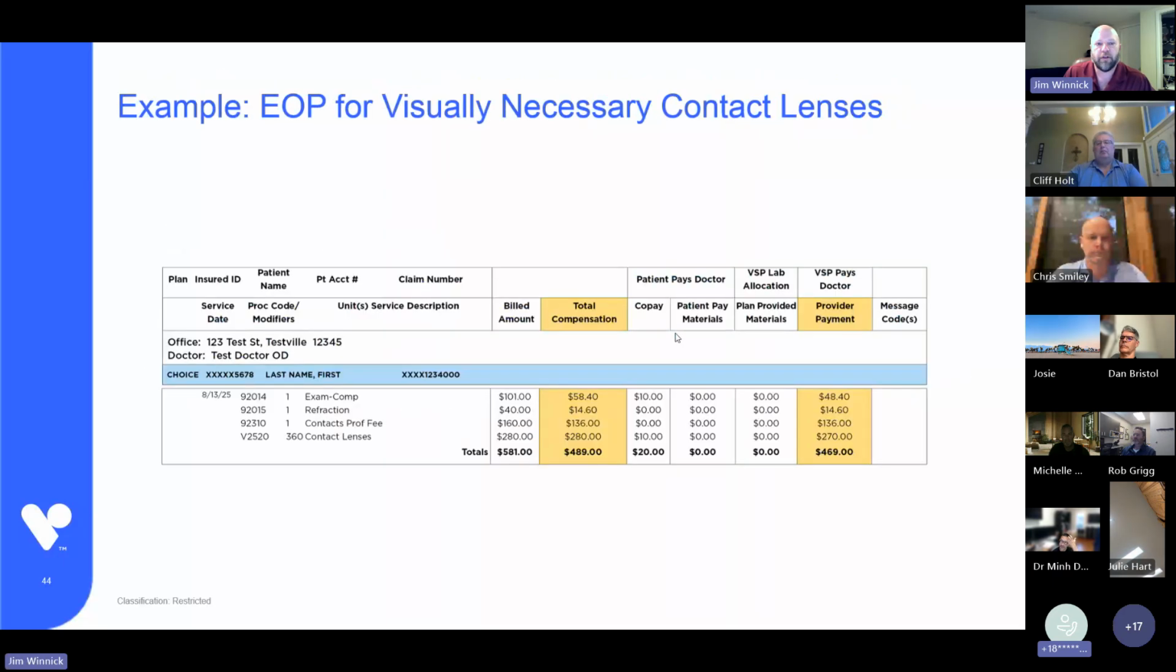Here's an example of an EOP for one of these people. So we got a professional fee of $160, and we got paid our 136 from VSP. It looks like this patient is only wearing a lens in one eye because there's only 360 units. So we have $280 in that regard with the $10 copay under the plan for a total reimbursement of $489. Actually, that's including the exam. So I don't know the math of those two line items.